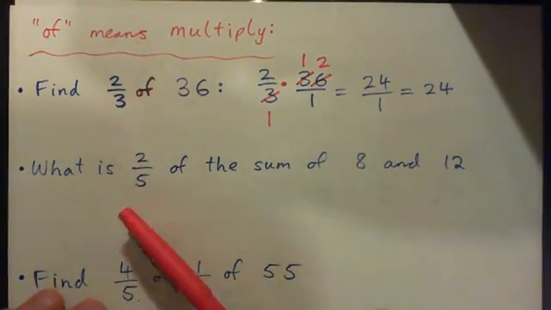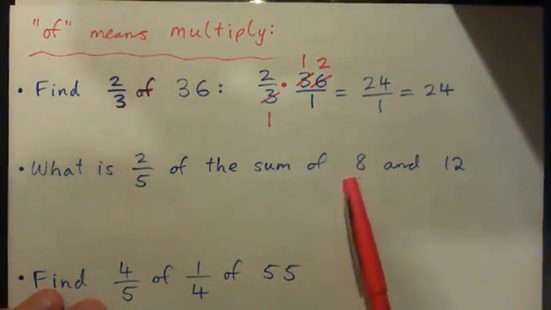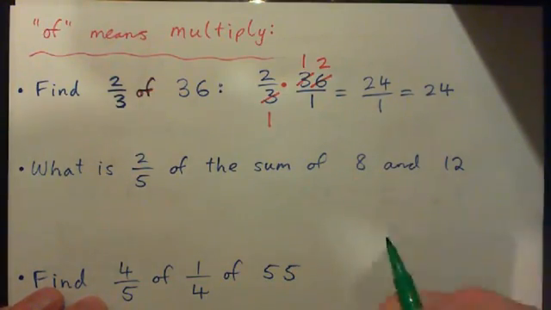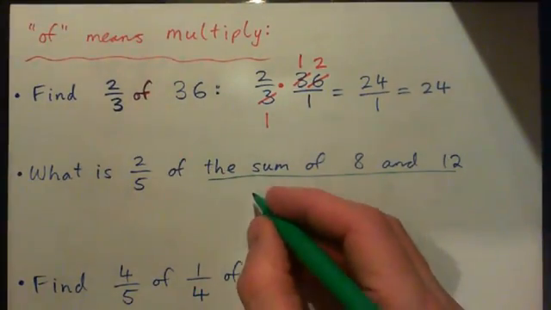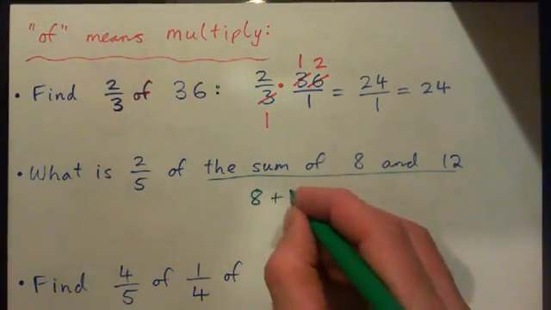Okay, how about this guy? What is 2/5 of the sum of 8 and 12? The sum of 8 and 12, what's that? Have you ever heard of that? The sum of something is when you add, okay? So the sum of 8 and 12 is in fact 8 plus 12.